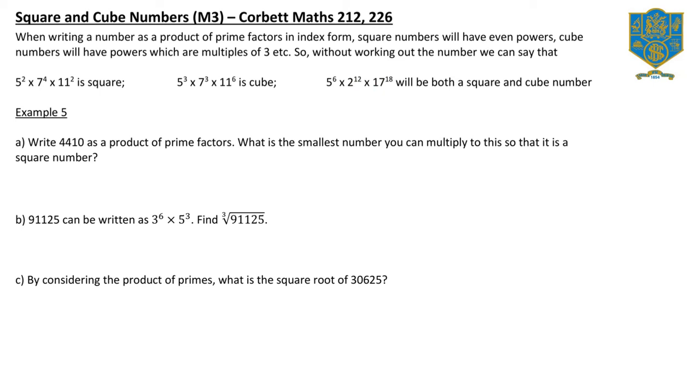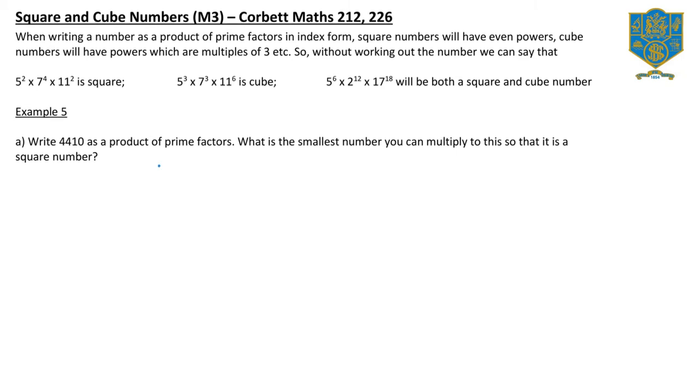So example A, write 4,410 as a product of prime factors. What is the smallest number you can multiply it by so that it's a square number? So let's use the ladder method for 4,410. And we can divide it by 2 to get 2205. So it's no longer divisible by 2, so we need to check the next prime number.